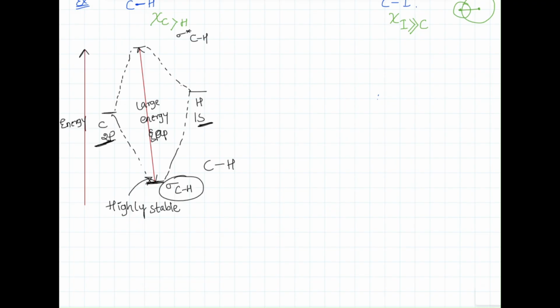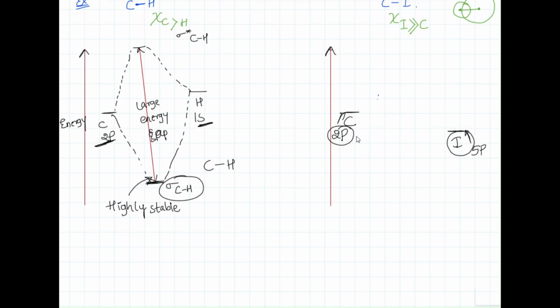Let us consider the energy profile diagram of carbon and iodine. We know that the overlapping occurs between the 2p orbital of carbon and the 5p orbital of iodine. The carbon 2p orbital is overlapping with the iodine 5p orbital, and the iodine 5p orbital is very large and diffuse. It overlaps poorly with the smaller 2p orbital of carbon.